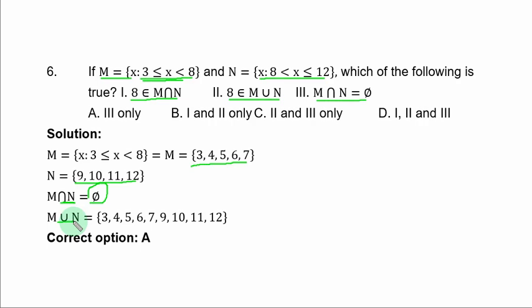So let's check what happens. Now you see that comparing the intersection and union, part 3 of that question is true. So A, III only, is the true option.